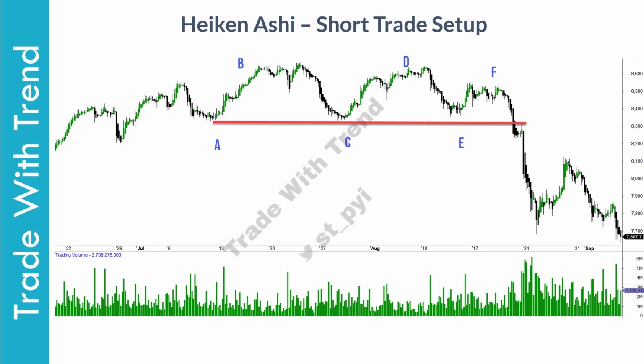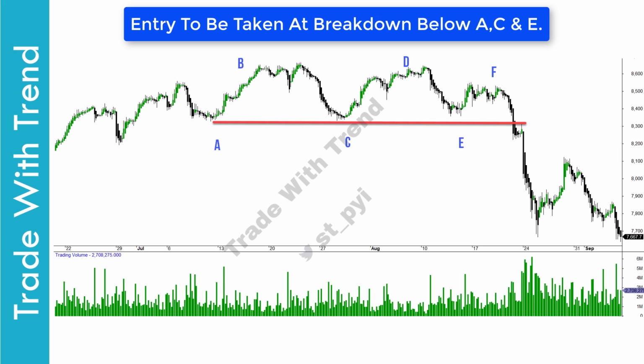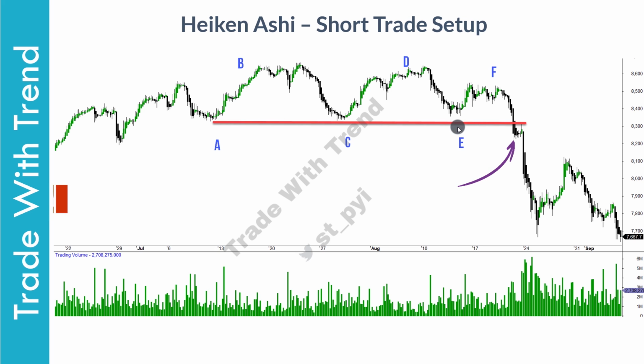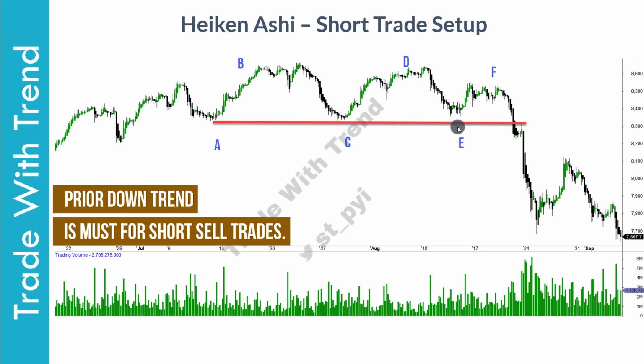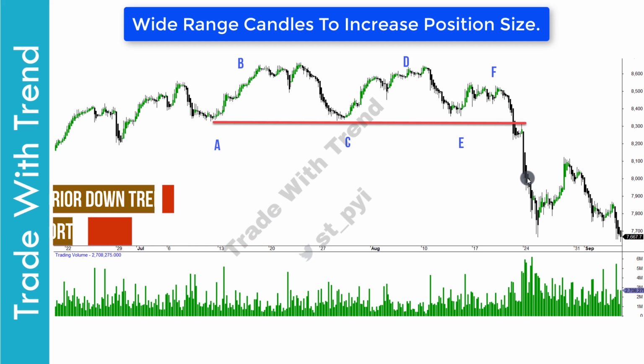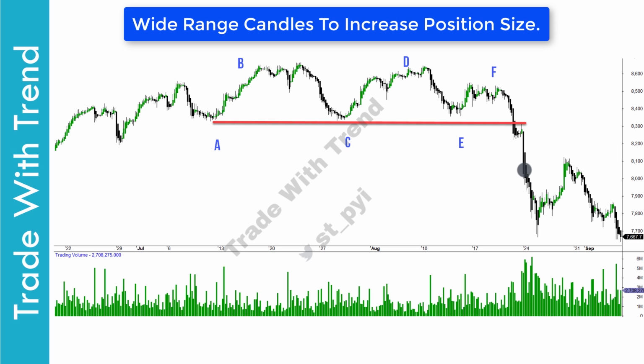Entry in this short setup can be either taken straight away or it can be taken post wide range Ikeneshi candles after the breakdown of the A, C and E support line. I usually use the wide range candles to increase my positions once I've taken the initial entry after the breakout or breakdown.